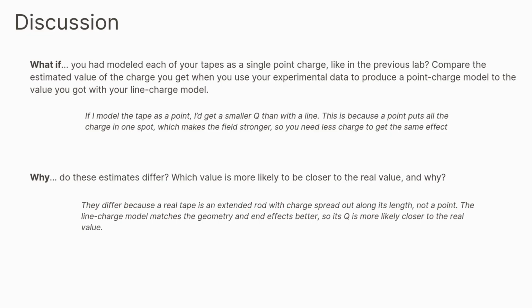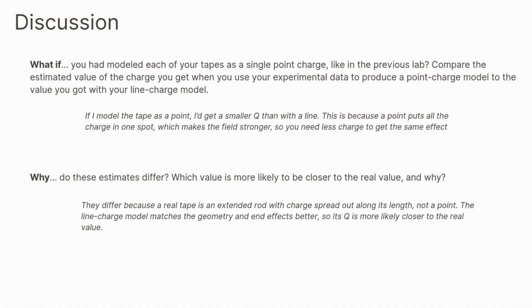So what if you had modeled each of your tapes as a single point charge like in the previous lab? Compare the estimated value of the charge you get when you use your experimental data to produce a point charge model to the value you got with your line charge model. So if I modeled the tape as a point, I'd get a smaller Q than with the line. This is because a point puts all of the charge in one spot, which makes the field stronger. So you need less charge to get the same effect.